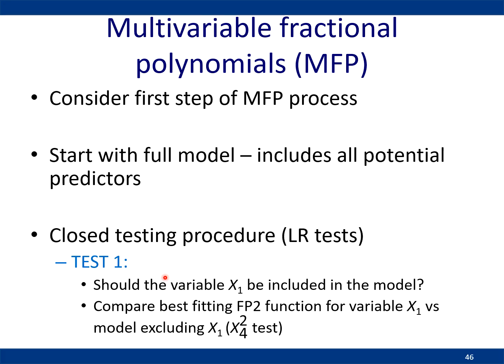So in this first test, we want to consider, let's say, whether x1 should be included in the model or not. So it fits the most complex form here, which is an FP2 function. It selects the best FP2 function for variable x1 and compares this to a model that excludes x1. And this is tested using a chi-squared test with 4 degrees of freedom. So that's 1 degree of freedom for each beta term and 1 for each power.